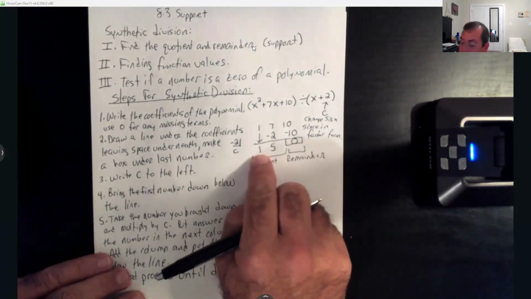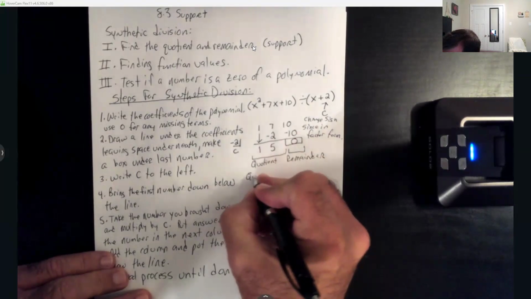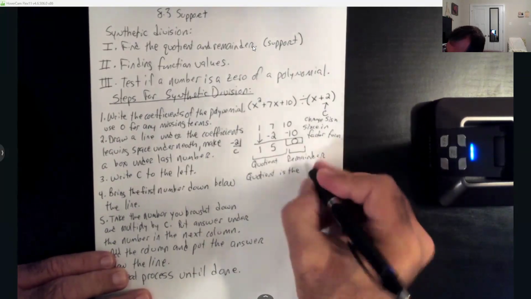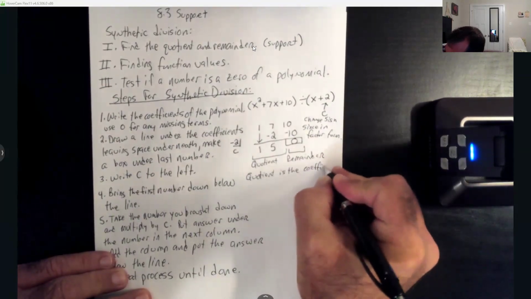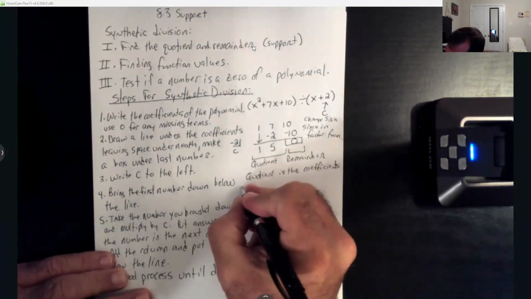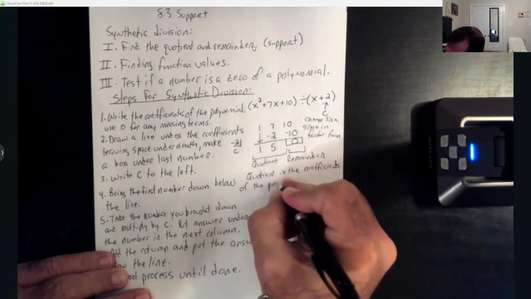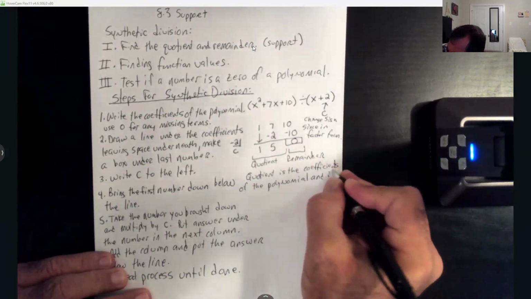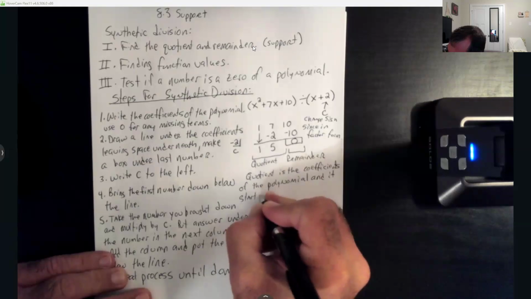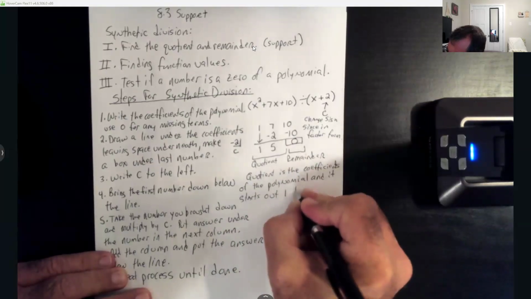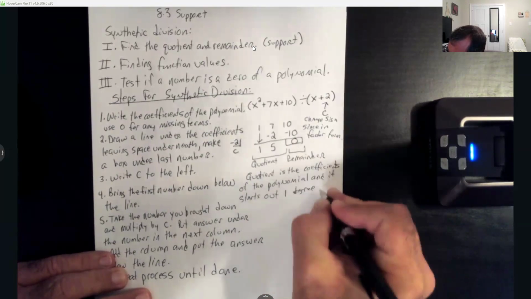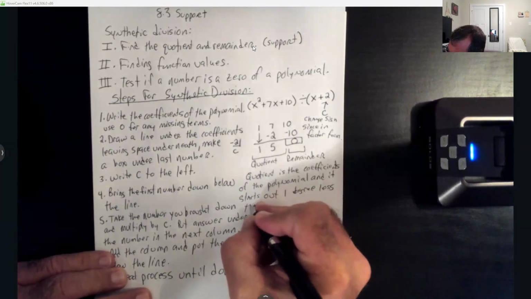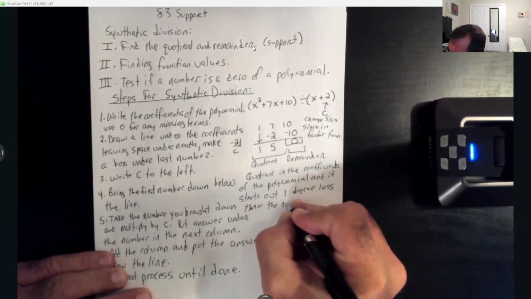So y'all, this quotient here is the coefficients of the new polynomial, and it starts out 1 degree less than the original polynomial.